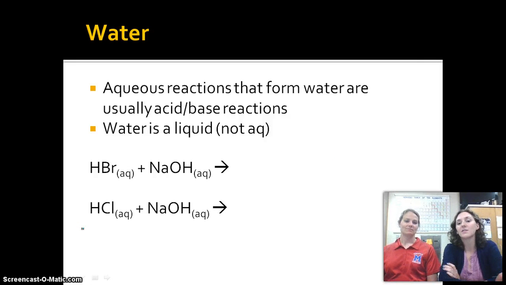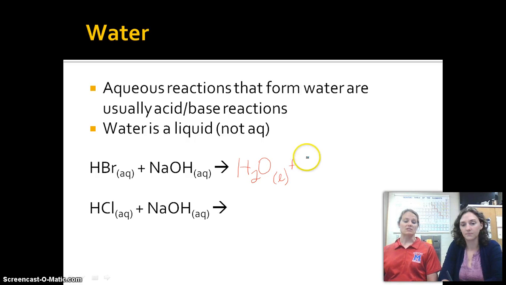Okay, water. Aqueous reactions also can form water, but this is normally when you have an acid and a base. So an acid normally starts with an H, and your bases normally end with an OH. So the H and the hydroxide, they are going to combine together to form H2O. So these are pretty easy. For an acid-base reaction, we're going to get water. Water is going to be a liquid. It's not aqueous. It's not being dissolved in there. It is the water, so it's going to be a liquid.